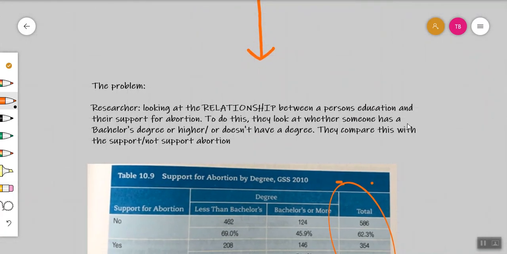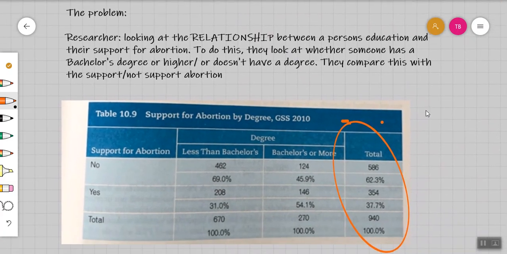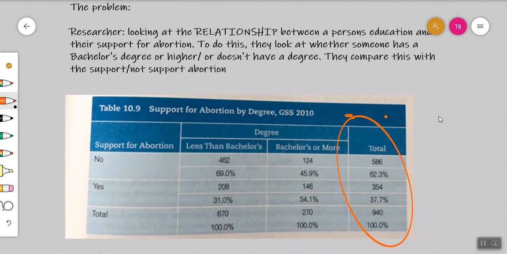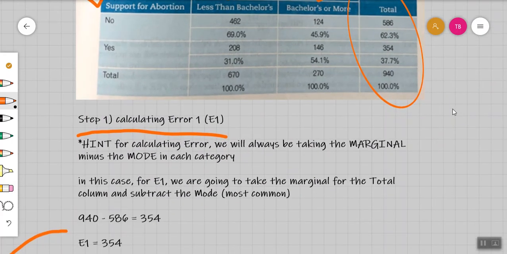Okay. So the problem. In this case, the researcher is looking at the relationship between a person's education and their support for abortion. To do this, they look at whether someone has a bachelor's degree or higher, or doesn't have a degree, and they compare this with supporting or not supporting abortion. So you can see this here. This is a 2x2 chart. Support for abortion, no or yes. And here's their degree, whether they have less than a bachelor's or more than a bachelor's. Okay. So they're going to use these numbers to calculate the whole equation. Step 1.